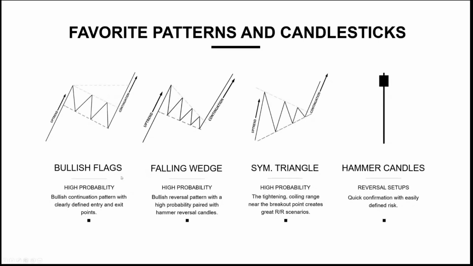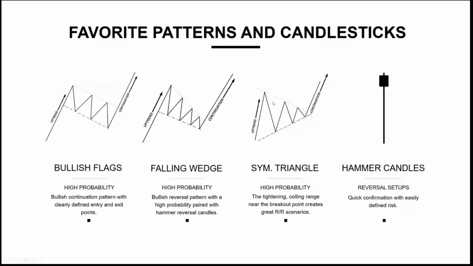And the falling wedge setup, I use this on stocks that are trending, have a strong trend, or are still holding the 50-day moving average. Look at a stock like Home Depot, the daily chart. That thing sets up falling wedges all the time that are actionable and easy to trade. And it's a high probability setup paired with a hammer reversal candle. So I like looking for those setups and trading them.